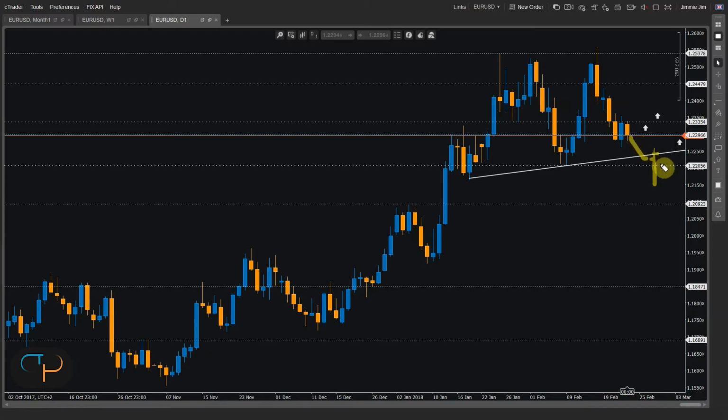in case of a false break of this level, so a hammer or a takuri, again, I would expect price to close above the level this time. So yes, the tail can be under the level, but the body of this hammer or takuri has to close above the level. In this case, I wouldn't wait for another bar to close above this line. This configuration will be sufficient.